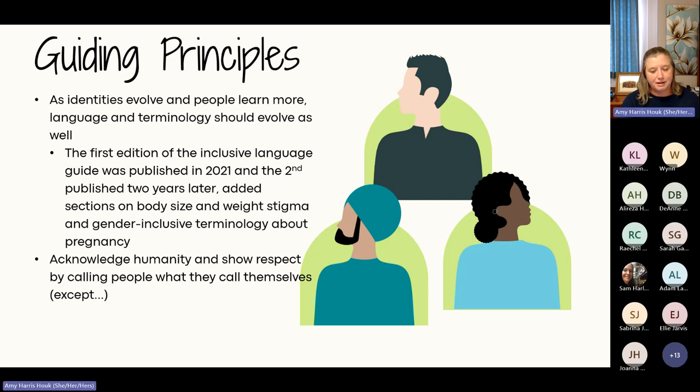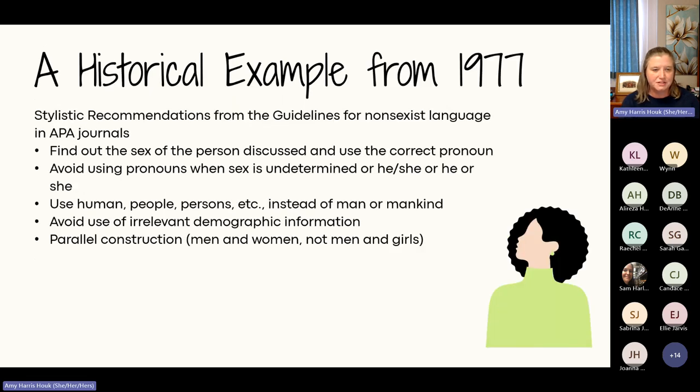So just for fun, because I'm kind of a nerd, I wanted to show you a historical example from 1977, okay? It hurts me deeply to call something from 1977 historical, but it is, I guess. So this is from a document that was called Guidelines for Non-Sexist Language in APA Journals.